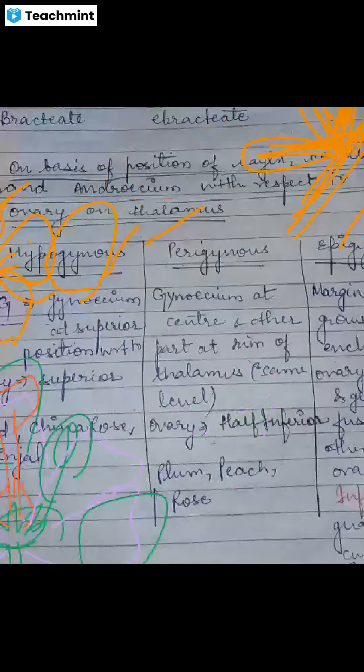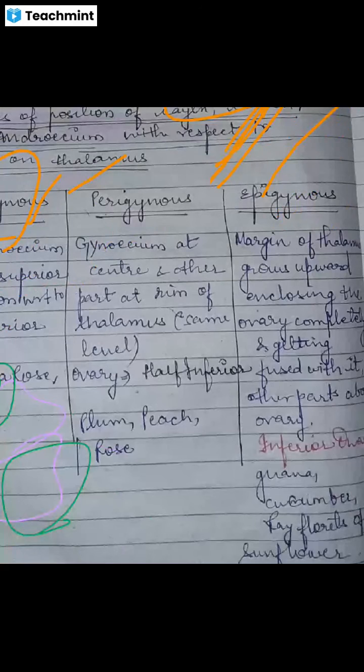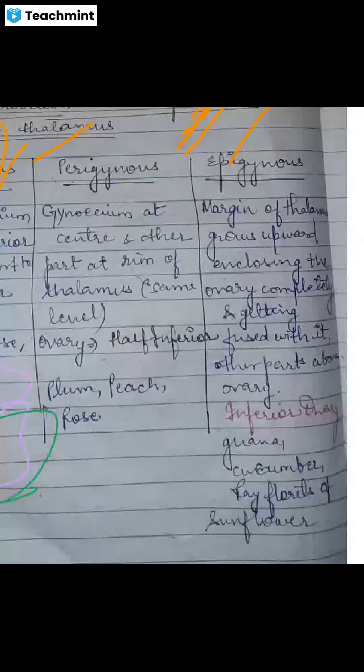Then we have perigynous. In perigynous, the gynoecium is at the center and the other parts are at the rim at the same level. Whenever they are both at the same level, we call such an arrangement perigynous. The ovary is called half inferior in such an arrangement. Examples are plum, peach, and rose.